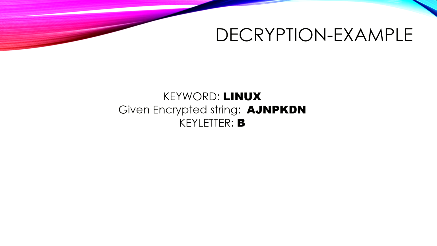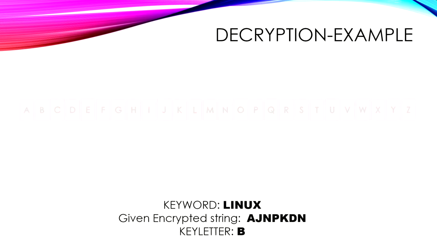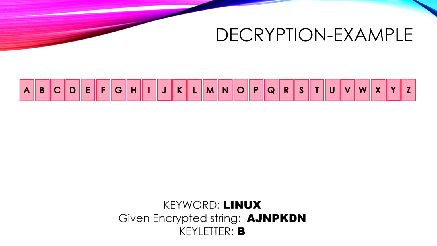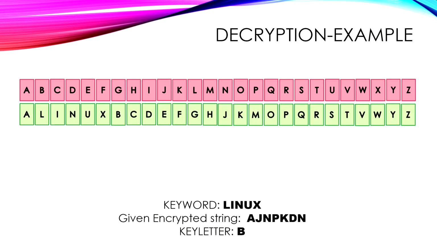Now let's learn how decryption takes place in keyword ciphers. Now the keyword that we have given here is Linux and the encrypted string here is as follows. The key letter that we have chosen is P. So for this we take a standard set of alphabet as a reference set and we have the ciphertext in which the keyword is positioned at the position where the key letter B used to be in the standard set, which is at the second position, as you can see.